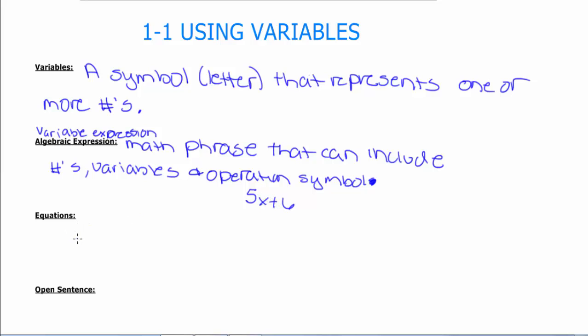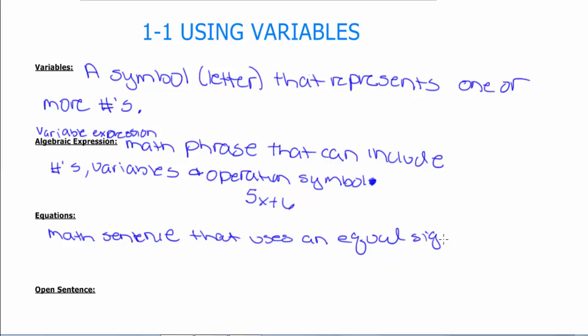Okay, so equation: an equation is a math sentence that uses an equal sign. You can read that, I guess. Math sentence that uses an equal sign. So it's very simple. This is called an expression when there's no equal sign. When there's an equal sign, it becomes an equation.